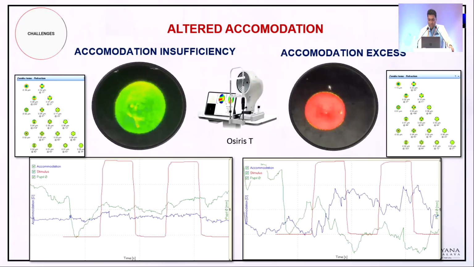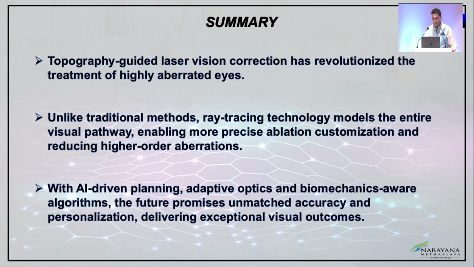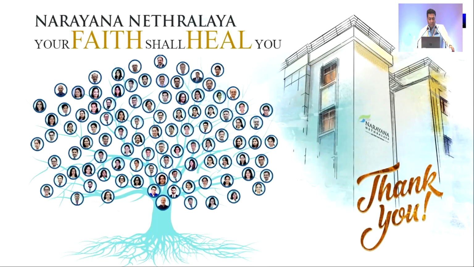That is something which we need to keep in mind. So topo-guided laser vision has been a revolution in highly aberrated eyes, and has been a big boon. And ray tracing technology, I think, would be the future of how topo-guided treatment will be done, with more AI-driven process and understanding of biomechanics, wound healing, and also when we look at the future of adaptive optics, where you can choose what aberration to treat, I think we might end up highly customizing the irregular corneal ablation.